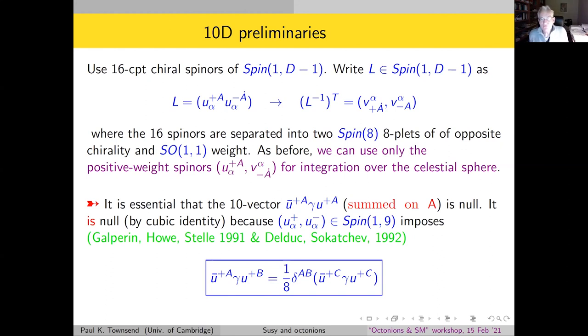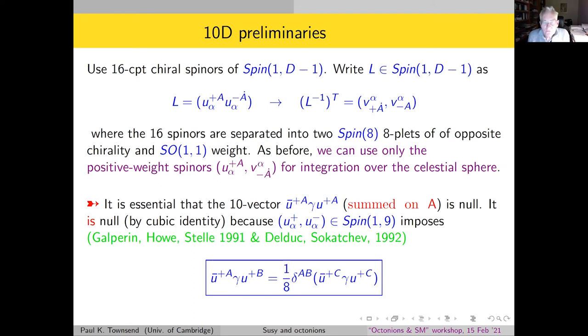Now, then you're looking to solve some sort of massless wave equation. And in order to do that, it's essential that the 10-vector u plus a gamma u plus a is null. Now, that's summed on a. Now, we know that if you just take a single u, u gamma u in 10 dimensions, that is going to be a null 10-vector. That's basically the point I said before, like if you write momentum as u dagger u over the quaternionic, for quaternionic spinors, that essentially has determinant zero. So therefore p squared is zero, so it's null.